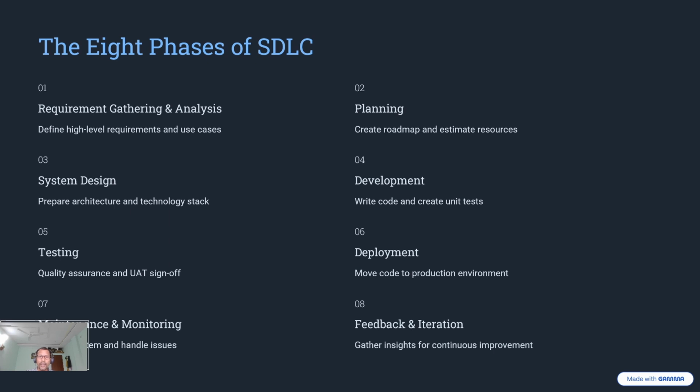There are 8 phases of SDLC. Here, I'm going to walk you through each one of them at a high level. I will explain in detail in upcoming videos.